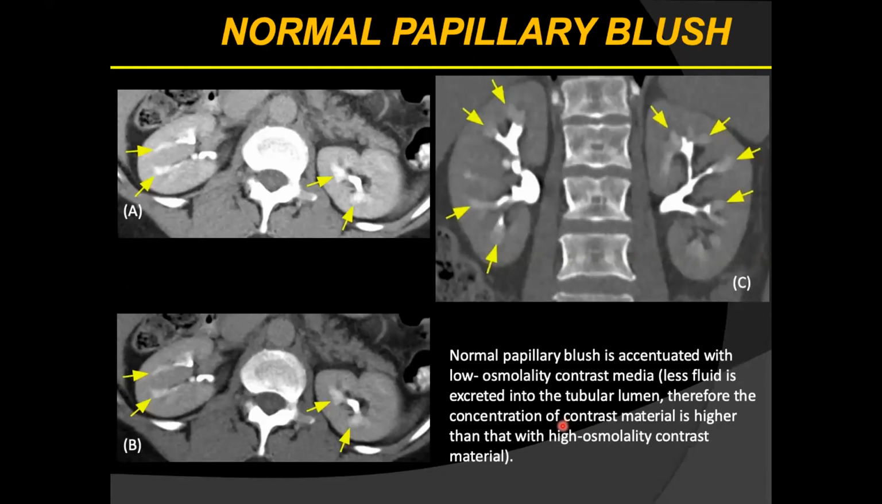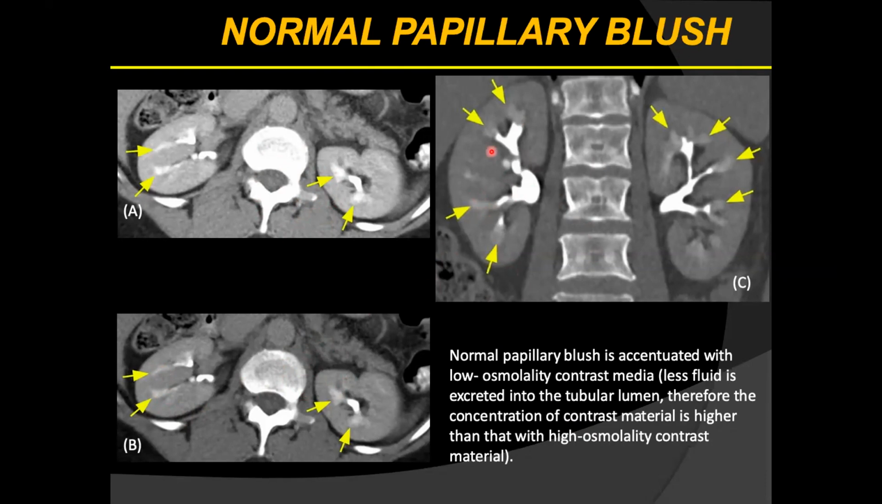Now, the normal papillary blush. These are early excretory phase axial CT images. This is a soft tissue window, whereas this is a wide window. These axial and coronal wide windows show indistinct, very prominent papillary opacity in a blush-like appearance. This represents the normal concentration of contrast in the medulla.